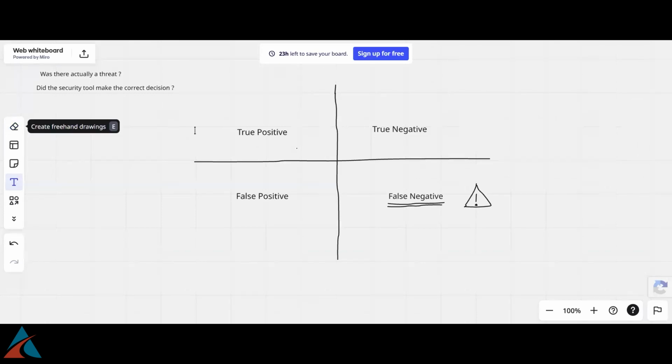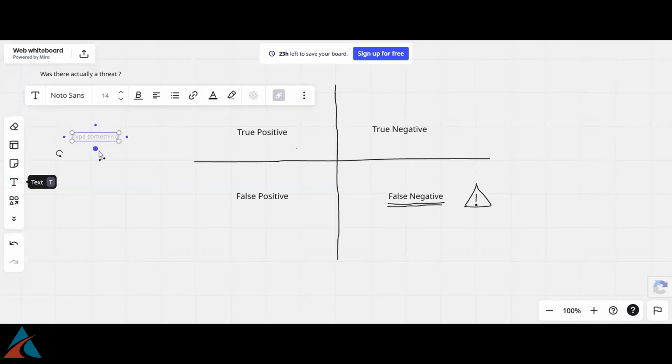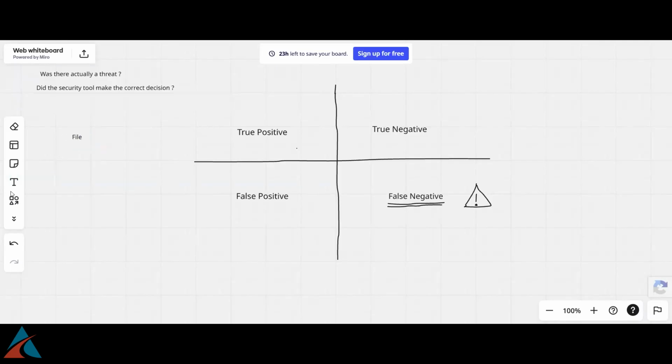I'll write it here. Okay. Three terms. There is a file. There is antivirus. There is a malware. Okay. I am now playing around these three things.